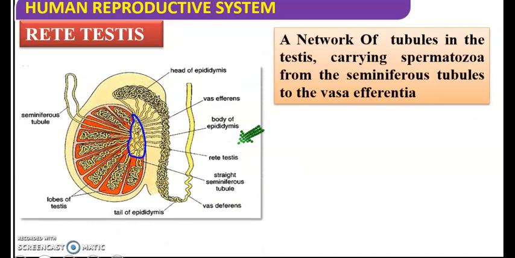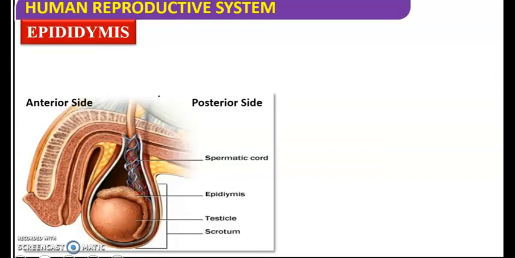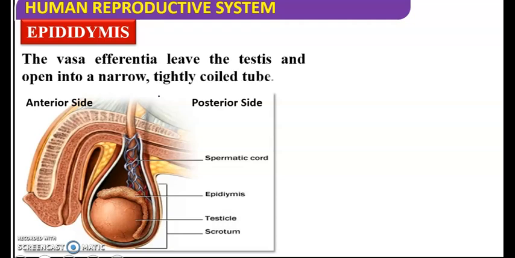So both of them are connections of the seminiferous tubules from each and every lobule. Each and every seminiferous tubule from each lobule is going to join the rete testis, and from there it becomes the vasa efferentia. From there it opens into efferent ducts. They move into coiled efferent ducts in the epididymis and form a tube-like structure called the epididymis. So the vasa efferentia leaves the testis to open into a narrow, tightly coiled tube.